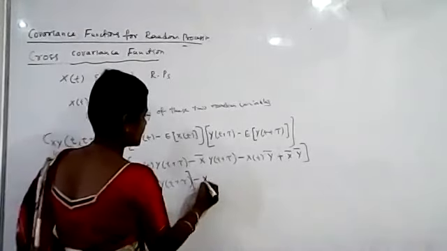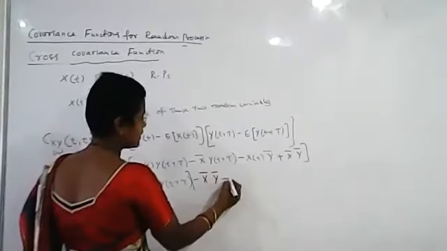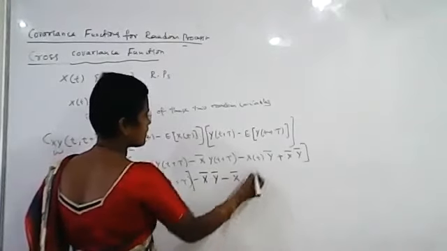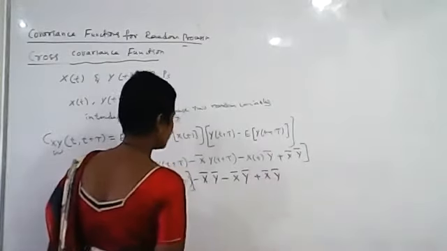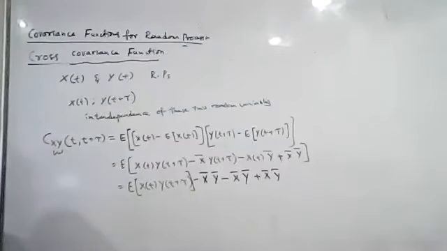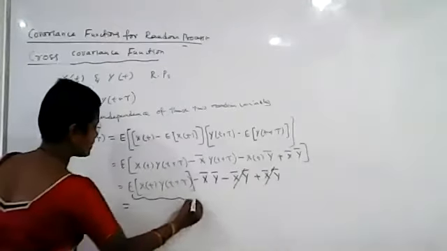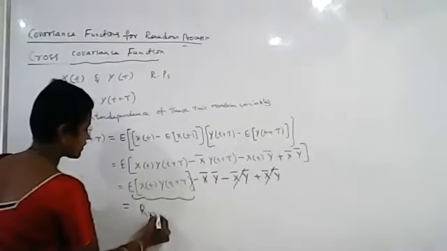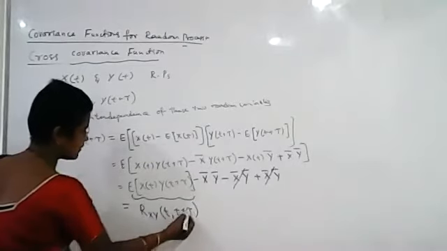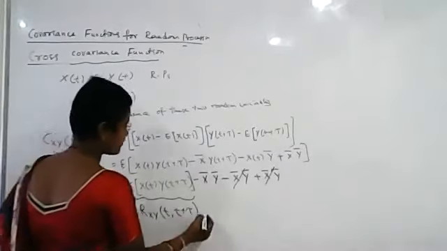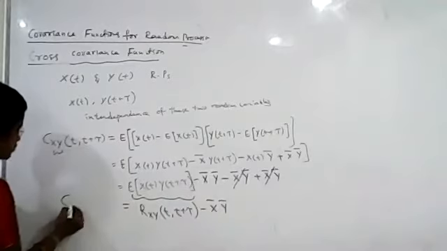x bar is constant, so we write x bar here. The expected value of y of t plus tau is y bar. The expected value of x of t is x bar. These two, x bar and y bar, are constants, so we write them separately; the expected value of a constant is the same constant. So what is this formula? This is the formula for the cross correlation, Rxy of t comma t plus tau, minus x bar y bar. So this is the formula for the cross covariance function.